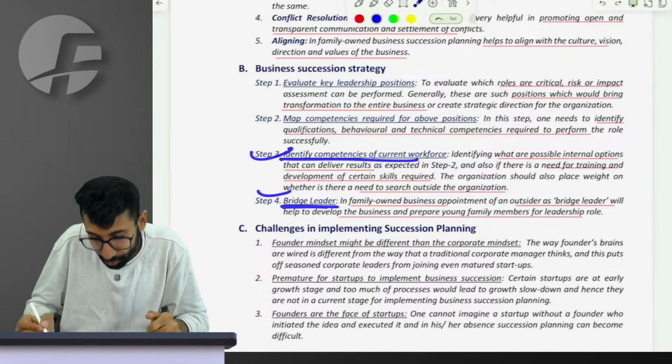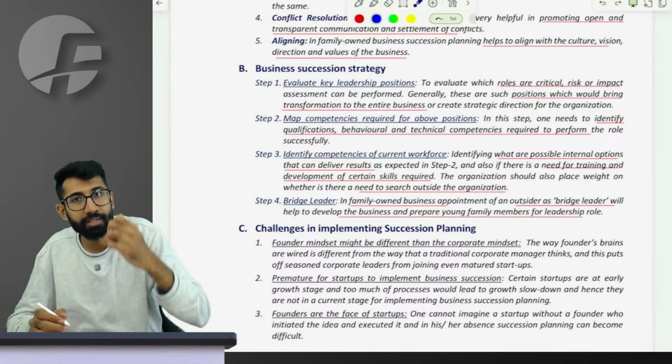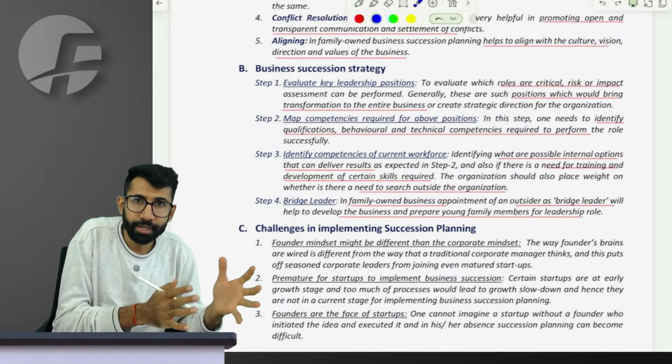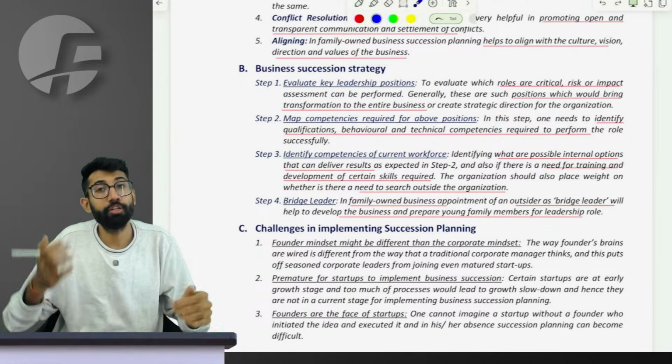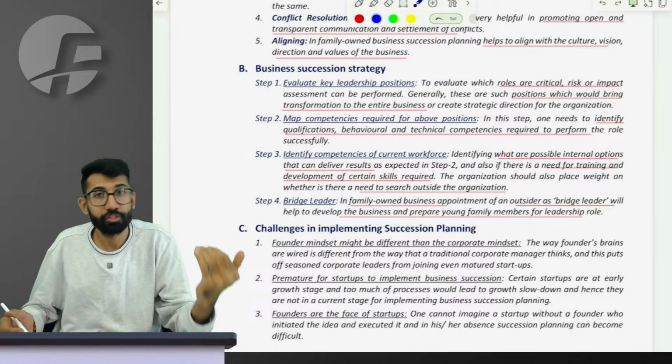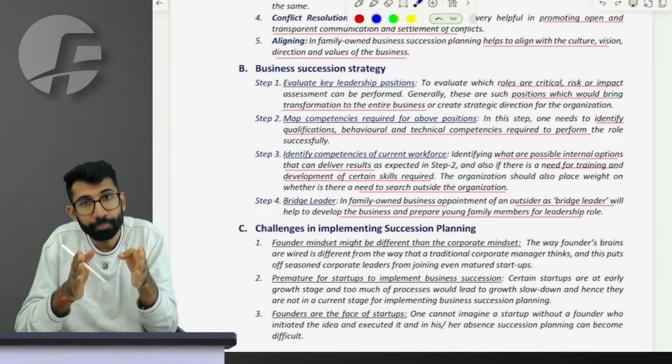And last is the bridge leader. Sometimes it does happen that in the family there is a son or a daughter or a kid who can take over a managerial position, but that is later, they are not grown enough. So sometimes we hire a leader only to bridge this gap.